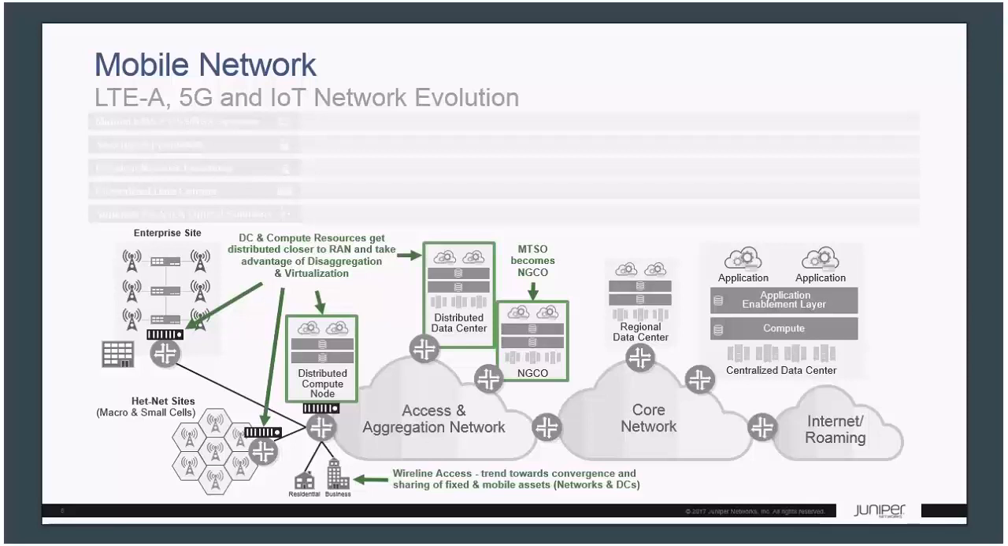You also can see an evolution from what was previously a METSO or a mobile telephone switching office to become a next generation central office. Now, if you look at the bottom of the diagram, as I mentioned earlier, there's definitely a trend toward convergence of wireline and wireless assets, and that includes both the network and the data centers.